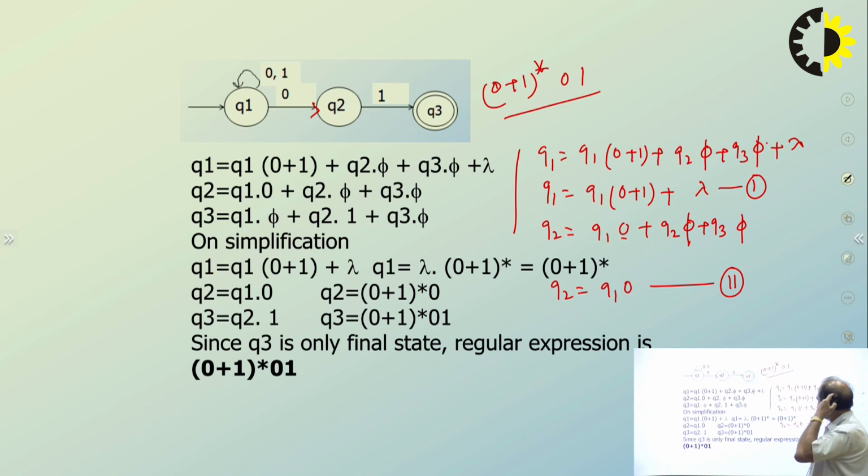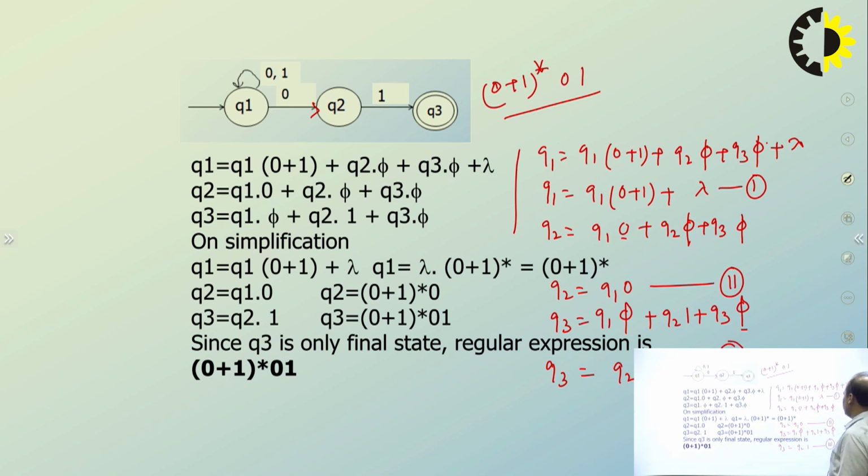Now if you go to q3, q3 is q1 alpha 1 3, there is no transition from 1 to 3, so this becomes phi, plus q2 alpha 2 3, there is a transition from 2 to 3, this is 1, plus q3 alpha 3 3, there is no transition from 3 to 3, so this is phi. So q3 is q2 1. This is equation number 3. So we have equation number 1, equation number 2 and equation number 3, right?